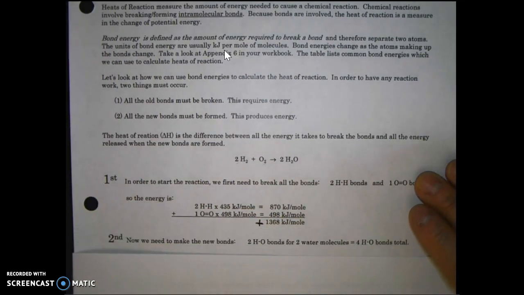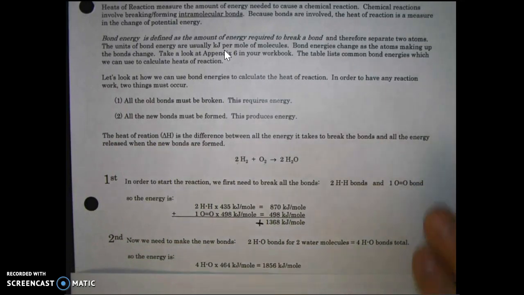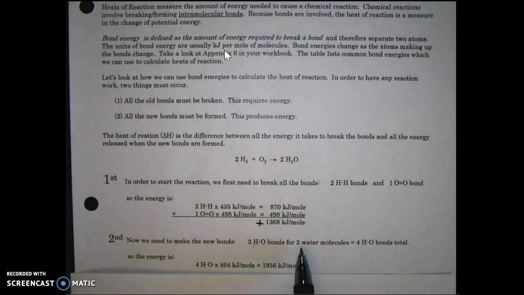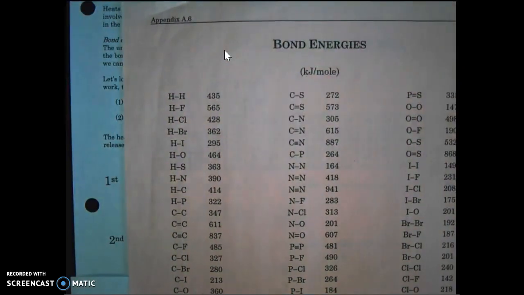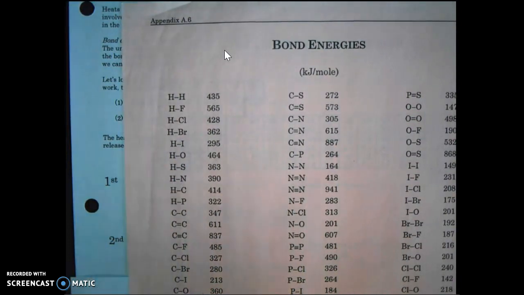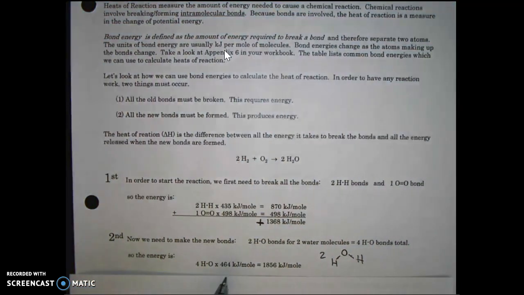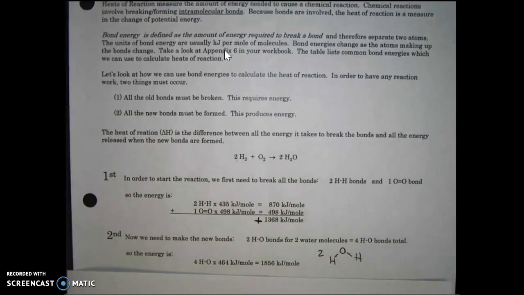Once we break those bonds, we need to reform new bonds from the product side. In this case, we've got 2 water molecules, but each water molecule has two H-O bonds. If you remember, water looks like that. And we've got 2 of these. So we've got 1, 2, 3, 4 H-O bonds to form. So again, you look on the pink sheet, and an H-O bond has the value of 464. So 4 of those times 464 means 1,856 kilojoules. Oops, you can't see that.